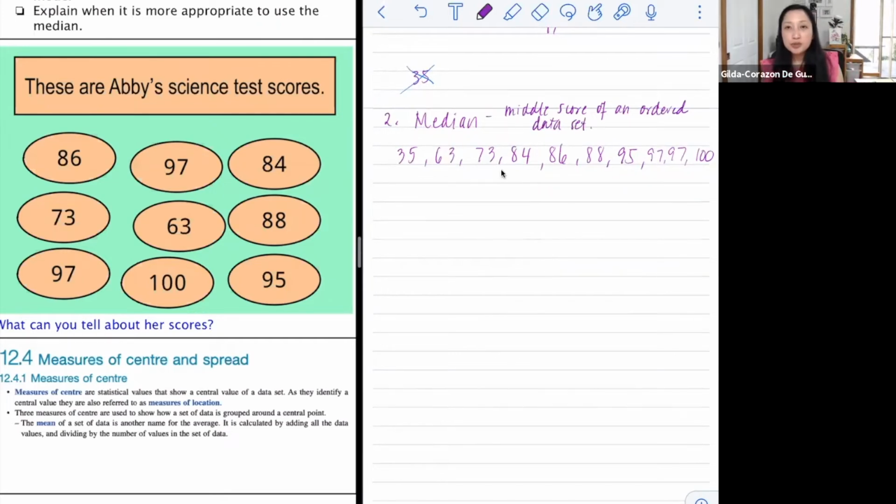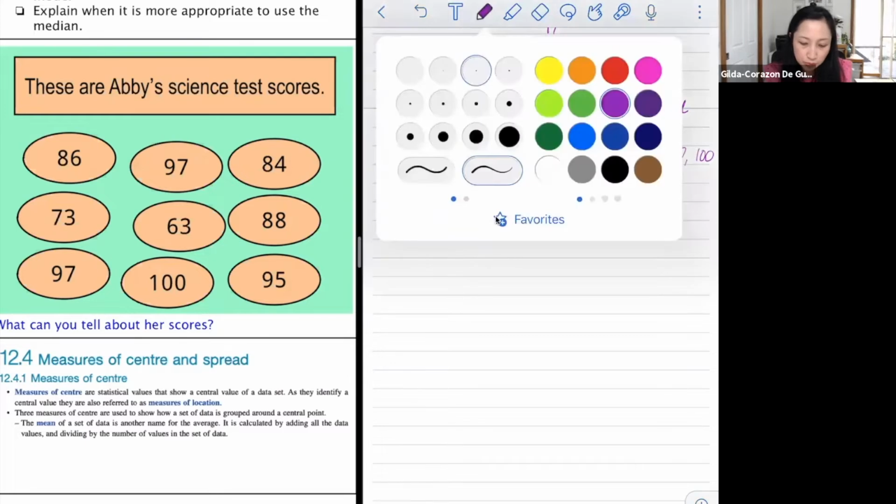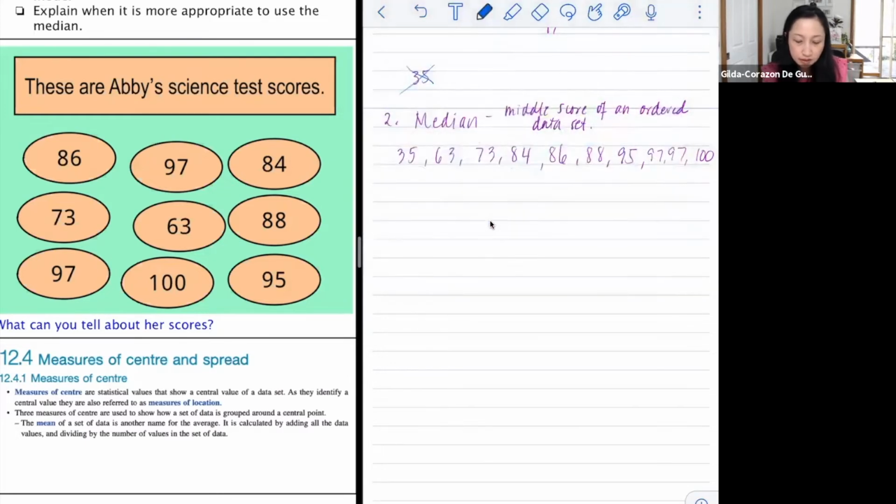Okay, so when we're looking for the middle score, what we want to do is divide the data into two halves, two equal parts. Then we've got the same number of scores on the lower half and on the upper half. Because there are 10 data sets there, there should be 5 scores on the lower half and 5 scores on the upper half.